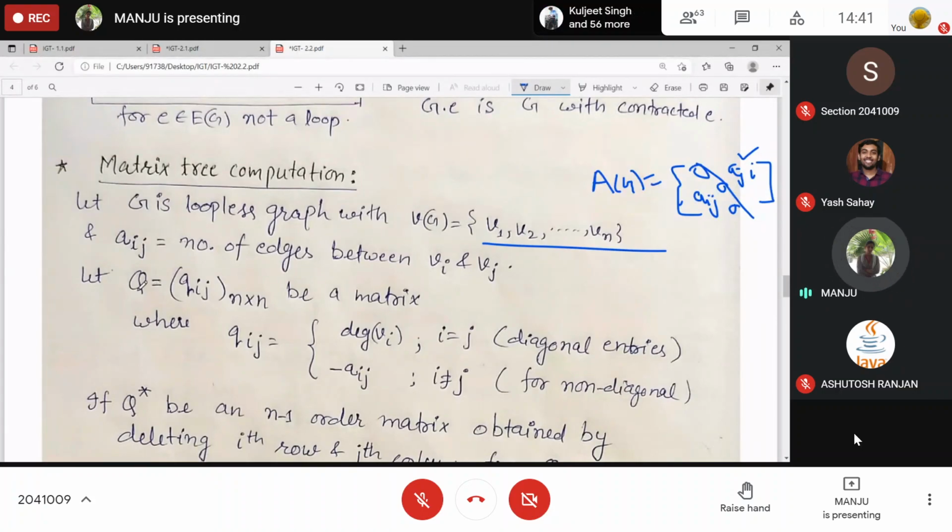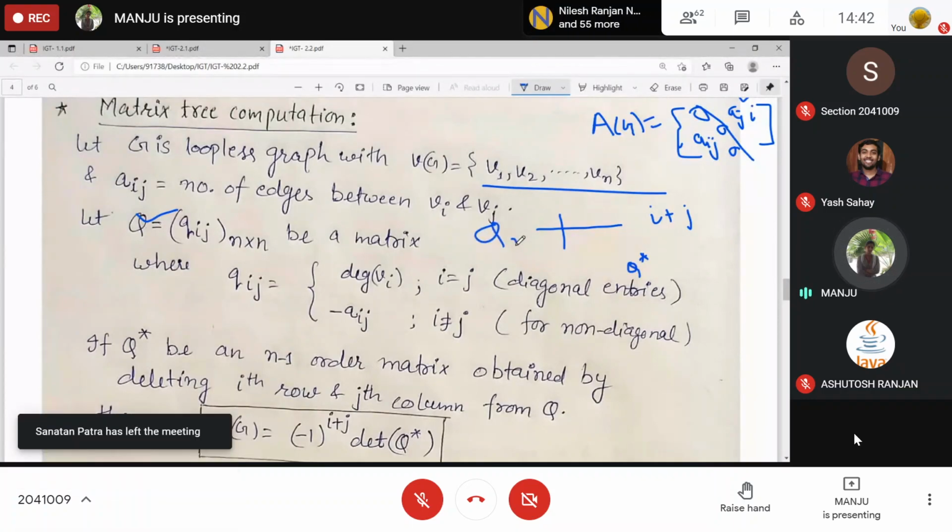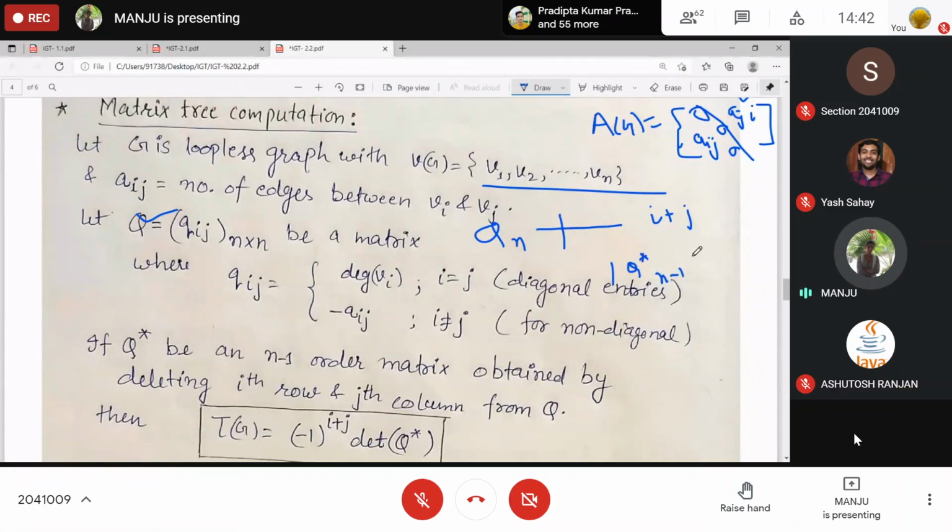From this matrix, you can delete one row and one column. Suppose you are deleting the ith row and jth column, then you get an n minus 1 order matrix Q star. Q was of order n, this will be of order n minus 1. Then get the determinant of this matrix, and that will give you the number of spanning trees.